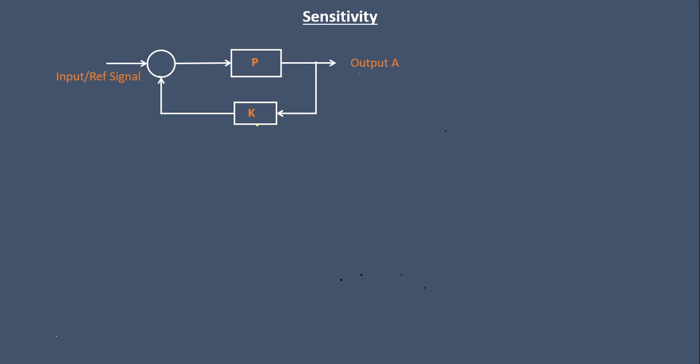We know both these blocks, the forward gain block, which we have denoted by P, and the feedback element block, which we have denoted by K, will contribute in getting the output A. So let us consider we want a constant output A. You can say we want a constant output as 10. Let us assume this is just an assumption.